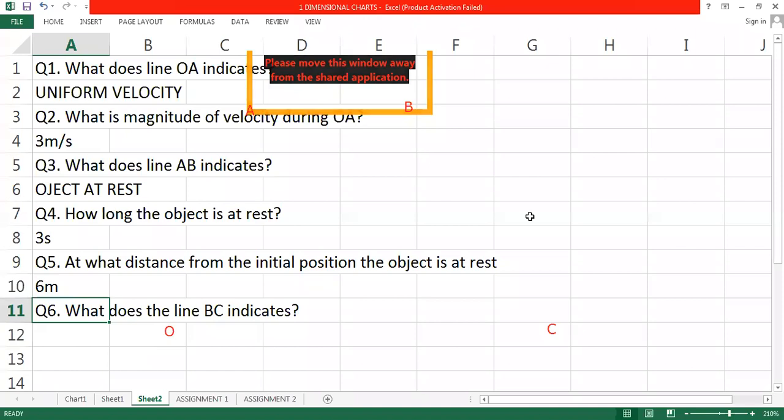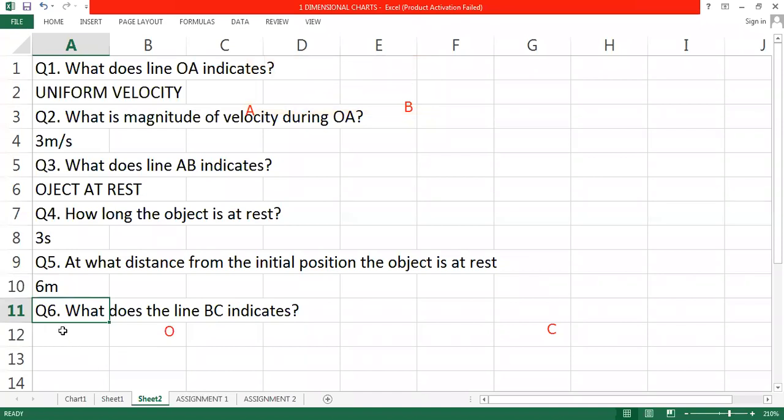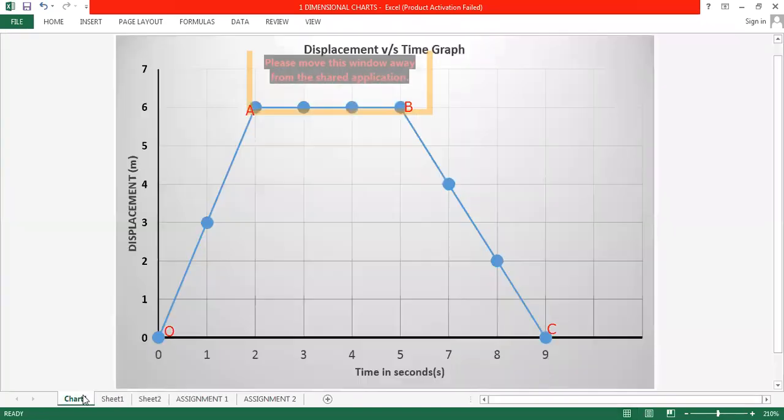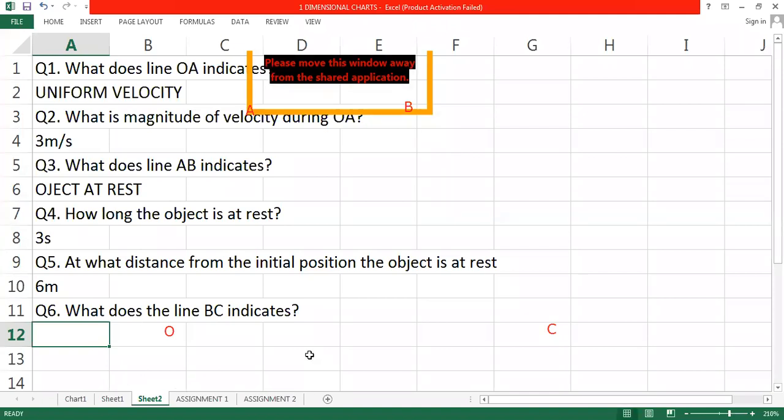What does the line BC indicate? It indicates that the object is moving with uniform velocity. If you check it carefully, what does the line BC indicate? It is a straight line. Exactly. So we will say that it indicates that the object is moving with uniform velocity.